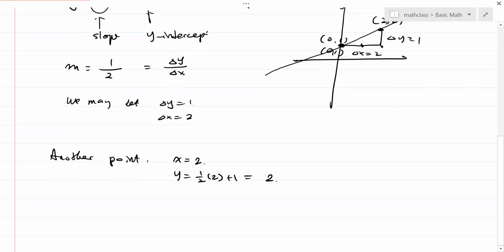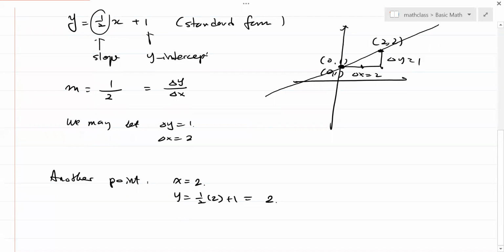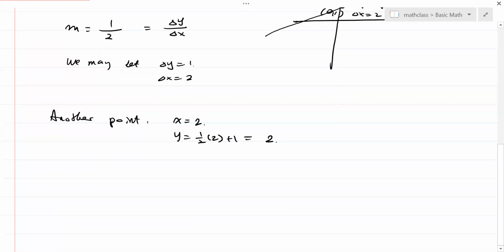So if you're given the equation, you should be able to draw the line. You can also get the information, the slope and the y-intercept. You already have the slope and one y point. Just need to find another point. Okay.